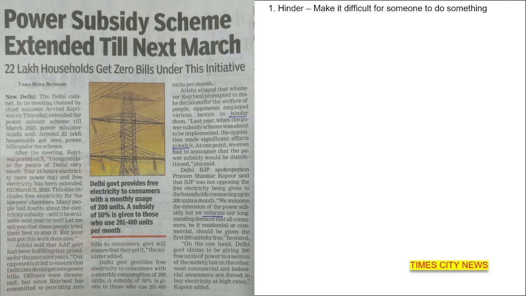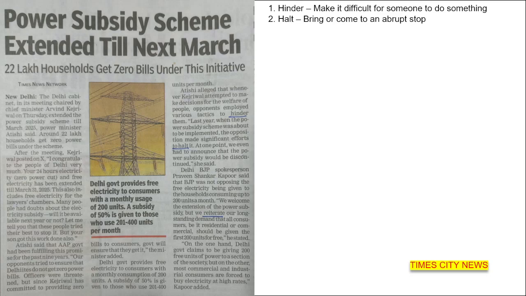Hinder, hindrance, means to make it difficult for someone to do something. So if a particular person is hindering your growth, that way we can say hinder. And then halt: you want to stop something, come to a halt. Army people, the commander says halt, everyone stops. So the work comes to a halt when there is no power. The whole household work comes to a halt, that way.